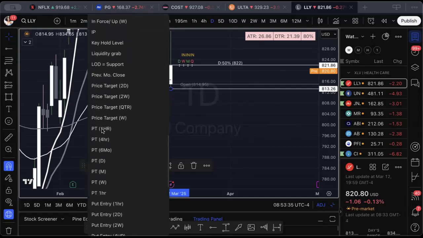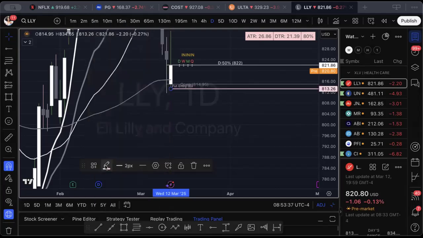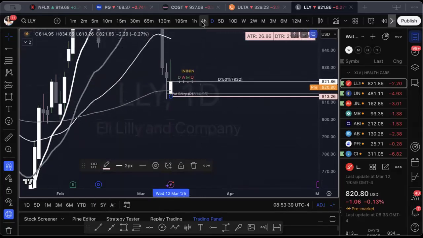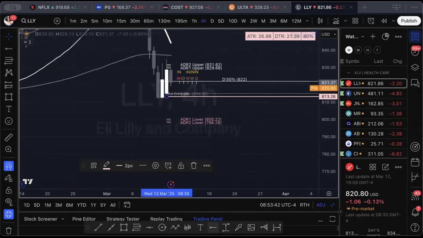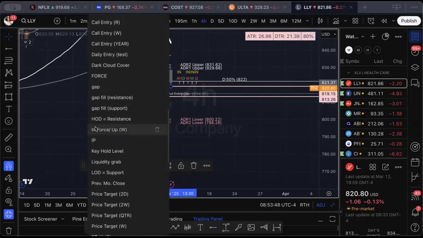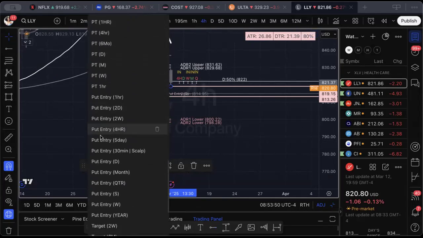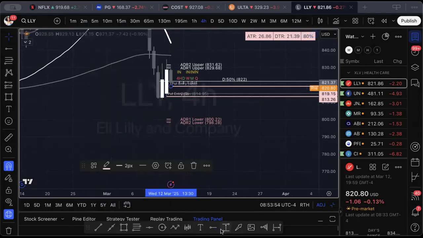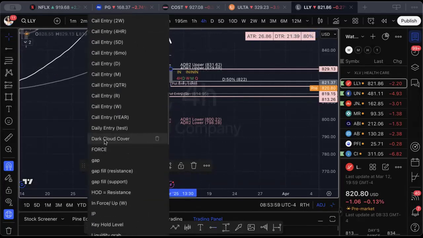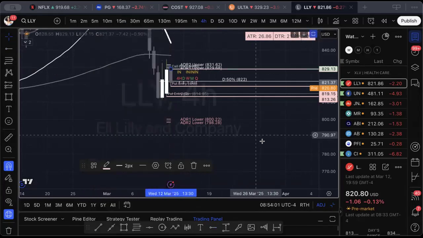All right, so now we're going to do put entry off of the day. And the 4 hour time frame, since we're kind of right at that, it might actually try to push above it and then possibly retake that particular entry. But again, we do not have directional bias. We are going to take what the market gives us. And then here it's going to be our call entry off of the 4 hour time frame.